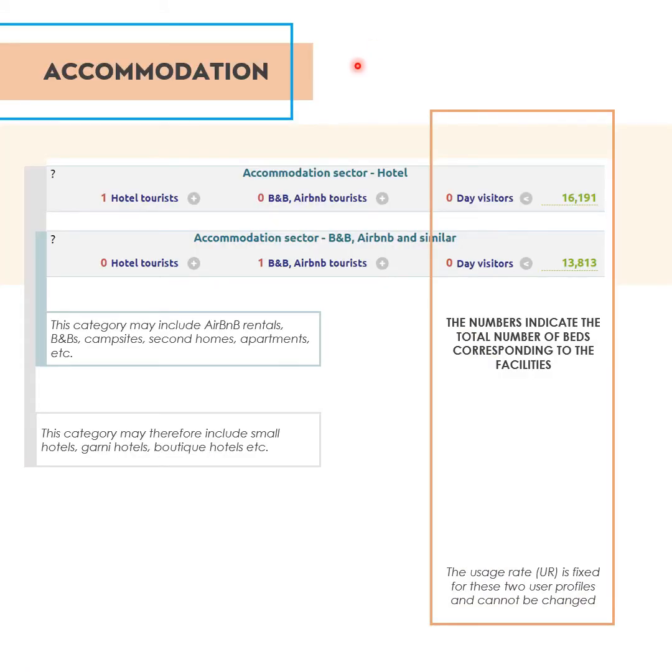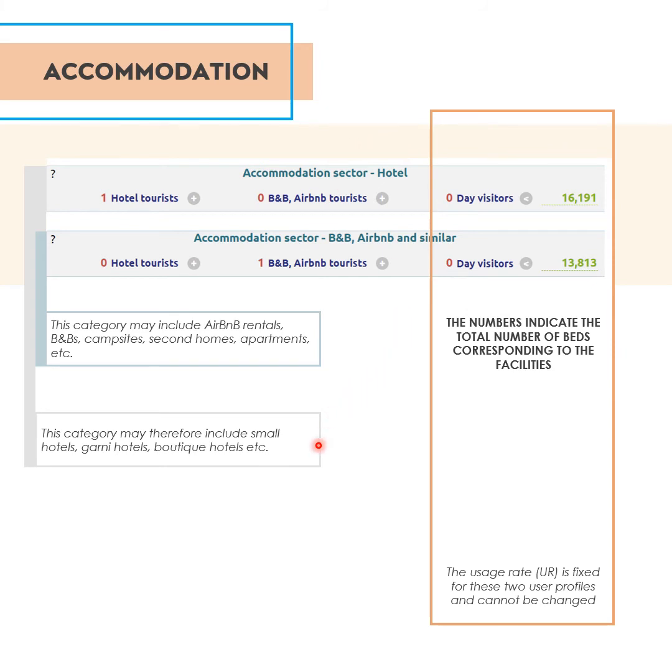The second section, after pressing continue, presents several subsystem bars. Let's have a look at the first two, which regard the accommodation sector. Please remember that all numbers figuring in green can be modified, while those in red cannot. For these first two bars, the number in the right-hand column has to be modified with the total number of beds corresponding to the facilities indicated.